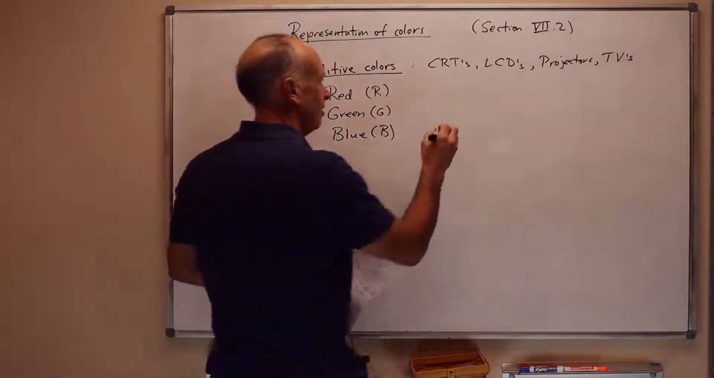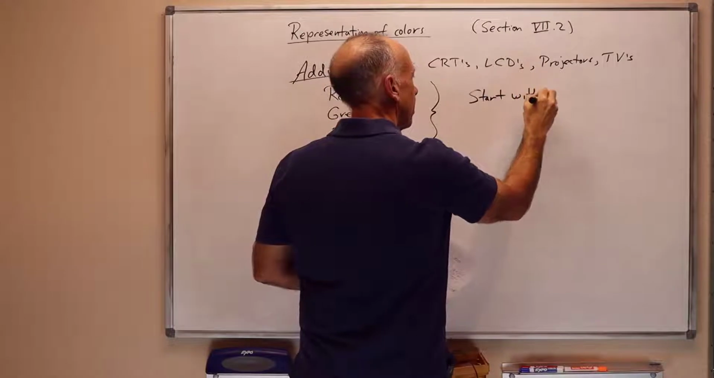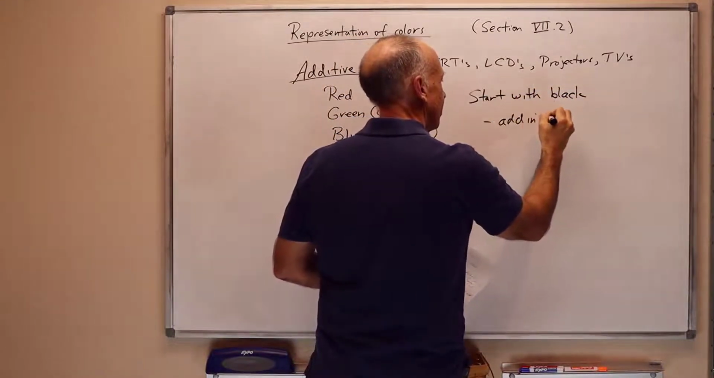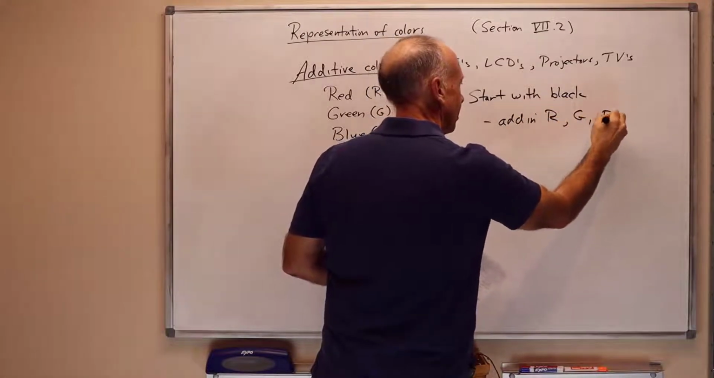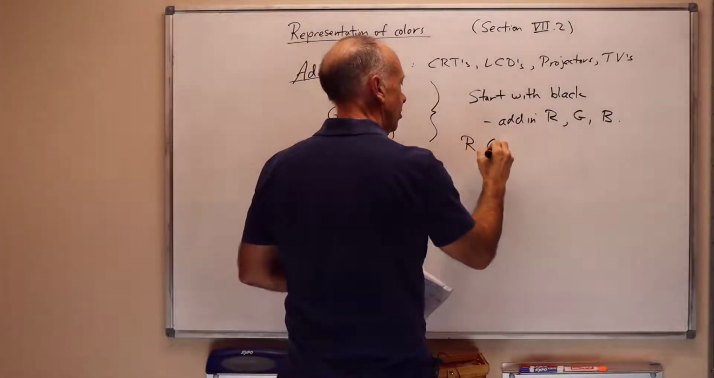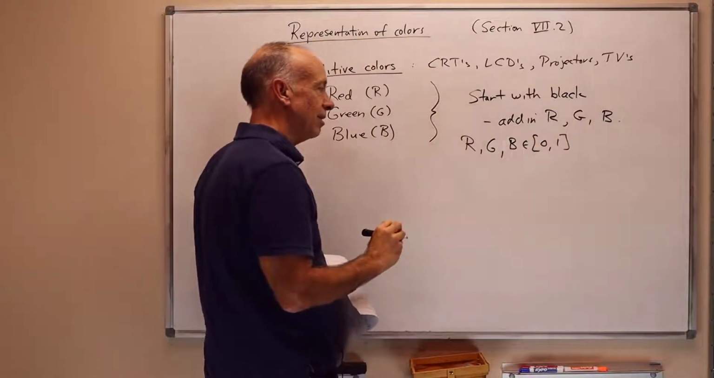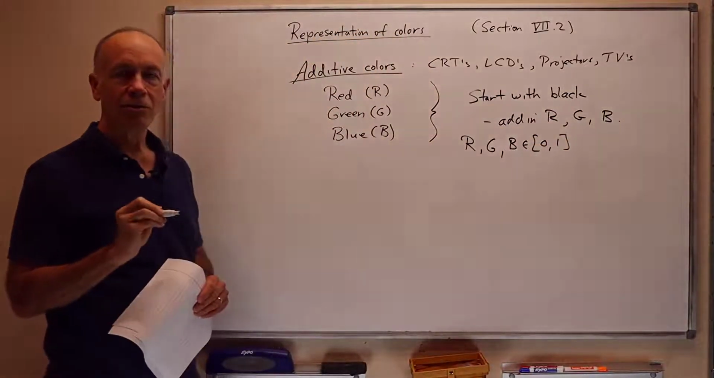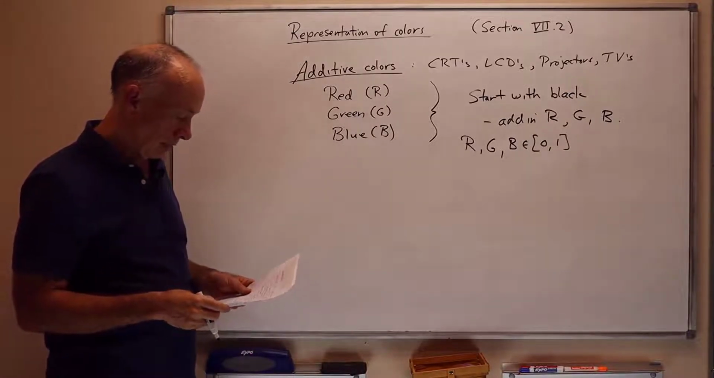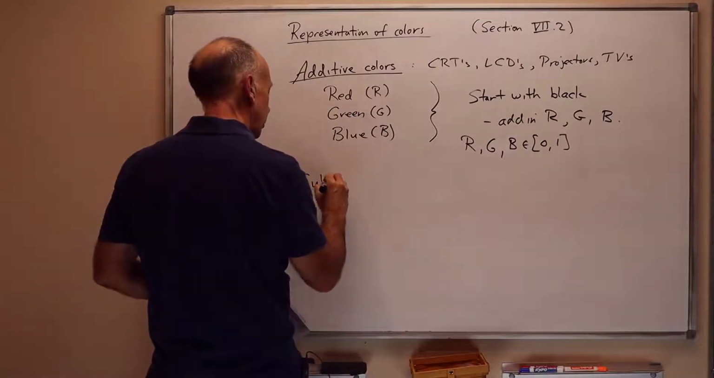So basically, in this setup, we start with black, and then we add in red, green, and blue in varying amounts. We think of red, green, and blue usually as being in the interval 0, 1. So full brightness, red 1, green 1, blue 1, would be white, and so forth. These are the so-called additive colors. There's also the subtractive colors.